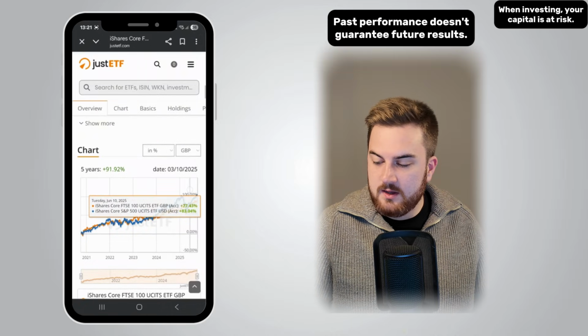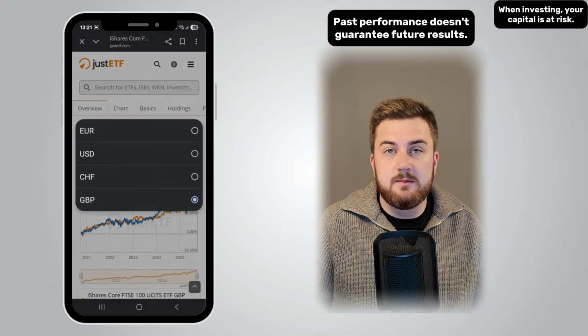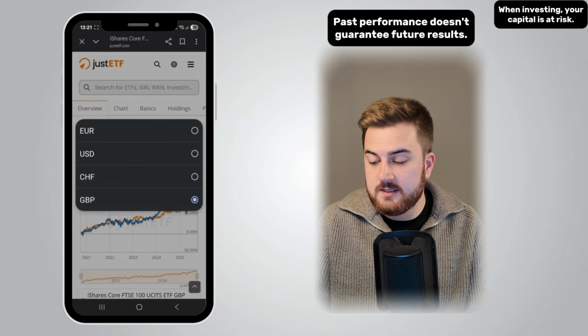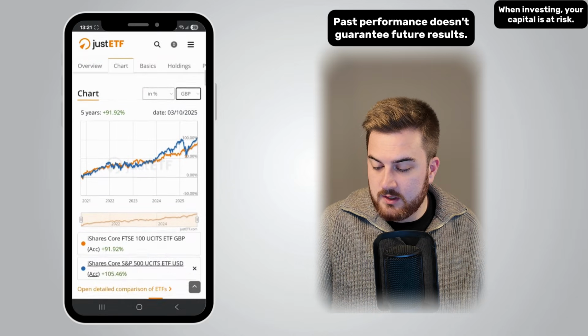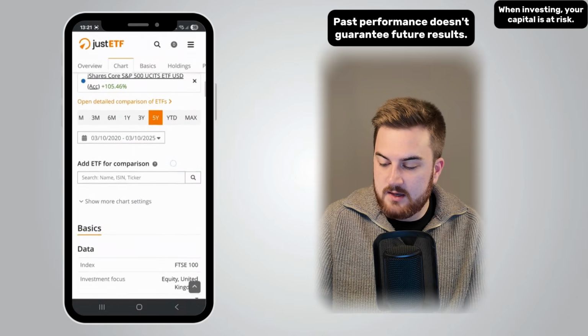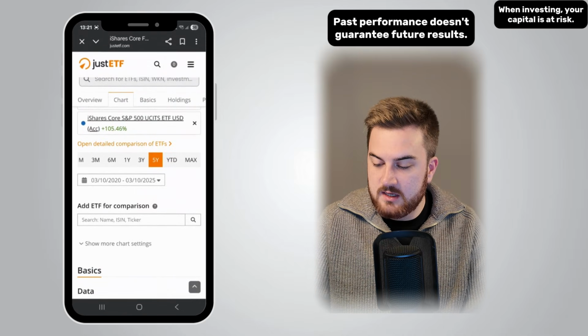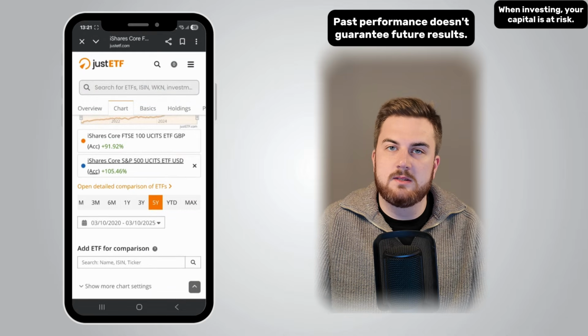Make sure that you have the currency that you want listed here because you'll have different performance based on the currency. So if you're a UK investor, have this selected to GBP. And also, if you're comparing distributing ETFs, there'll be an option down here somewhere to tick include dividends. Because I'm comparing accumulating ETFs, that option isn't there.